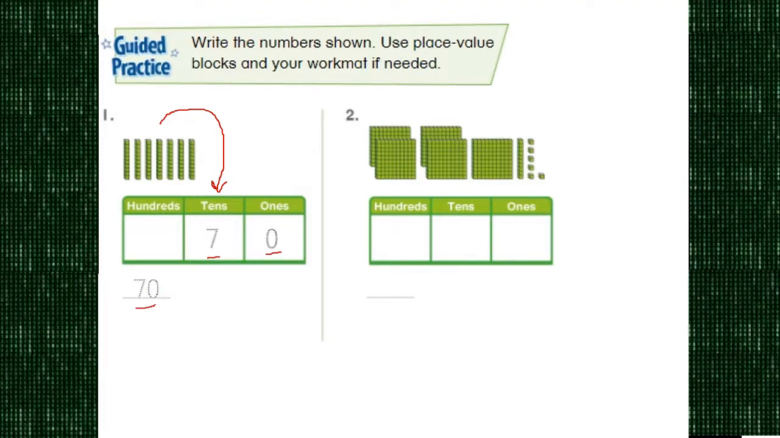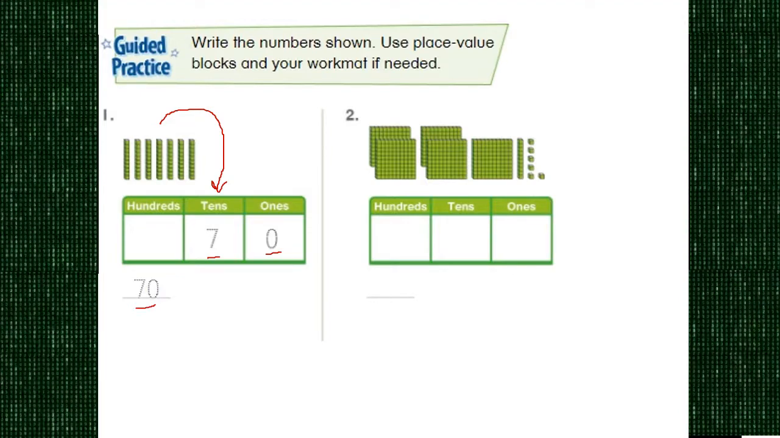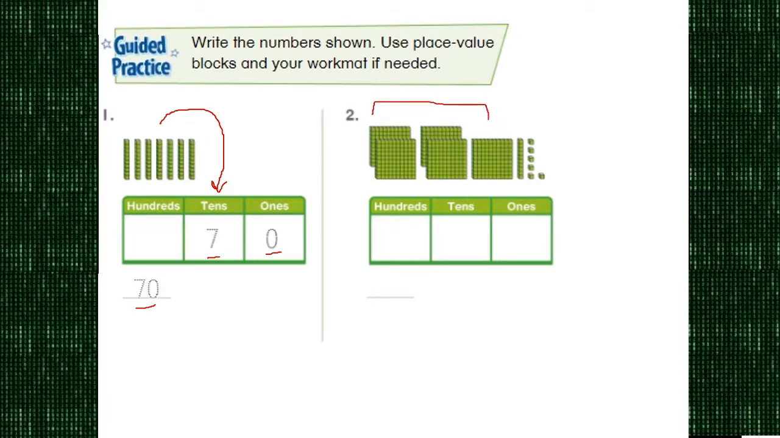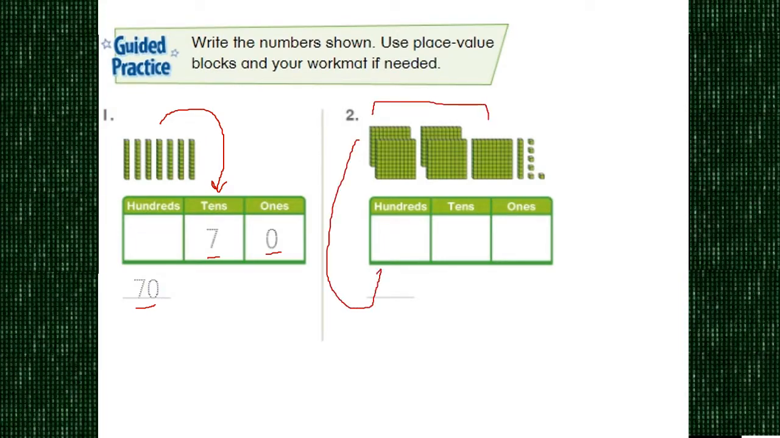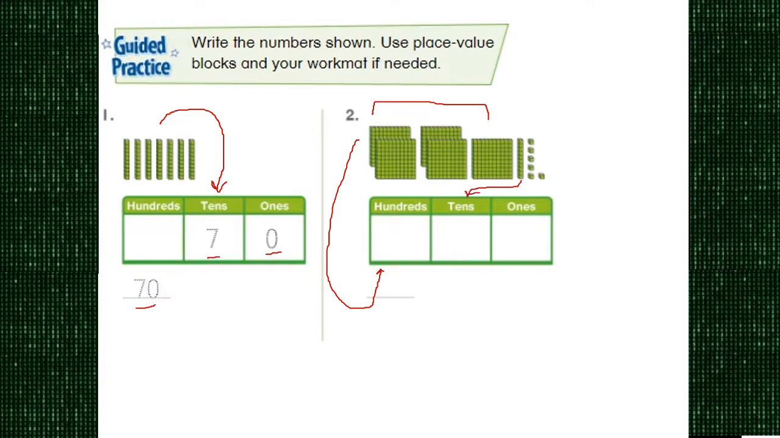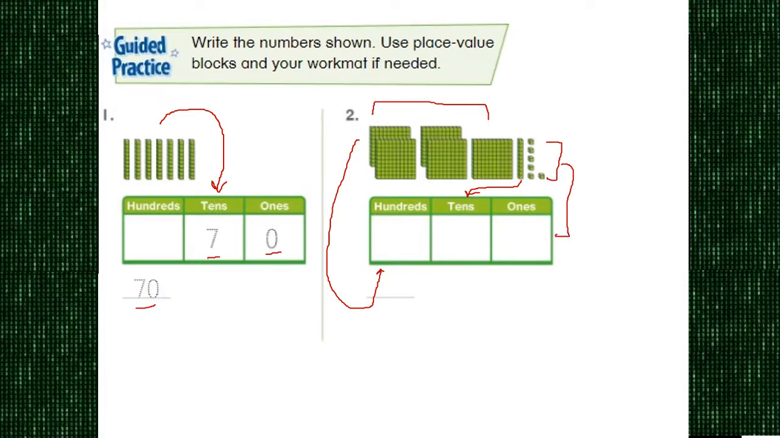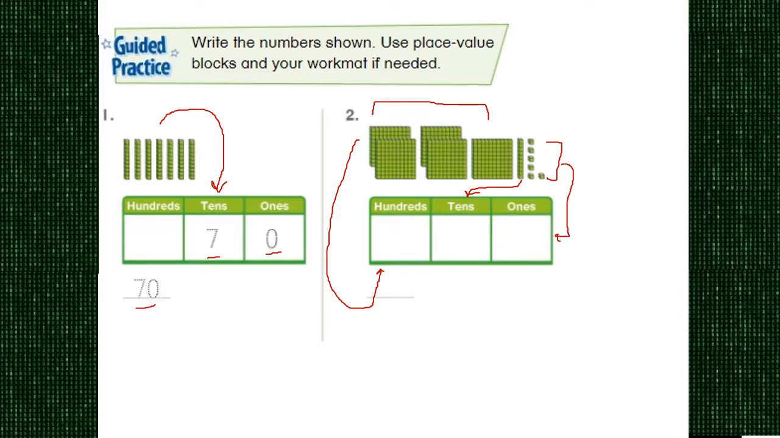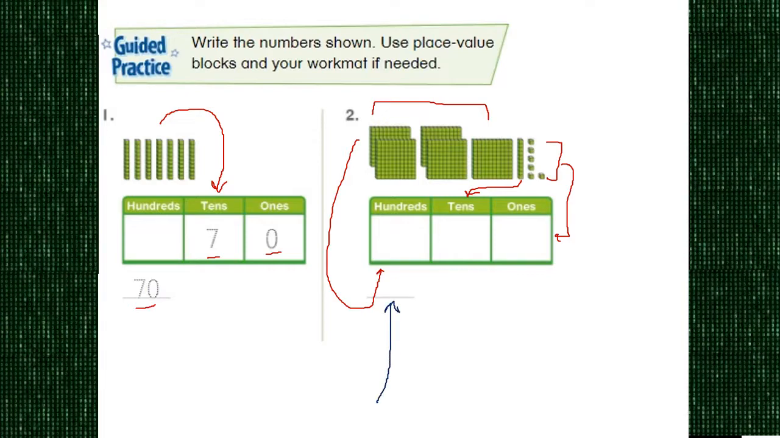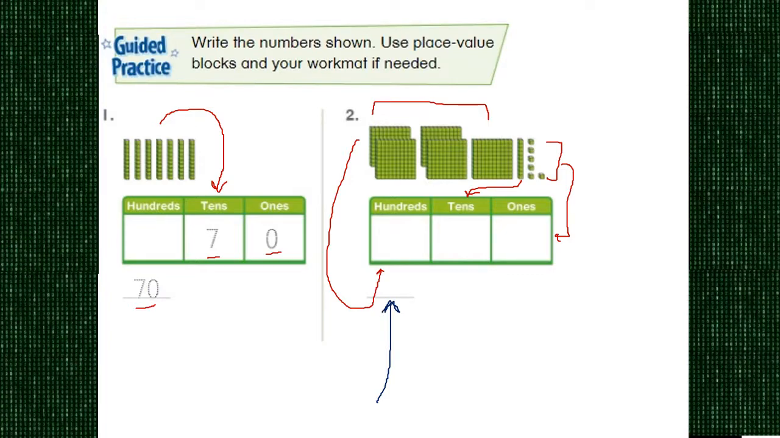So what you're going to do here for number 2 and for the next several problems is count all of the hundreds that you see here, and you're going to write that number right there. You're going to count the 10 rods, write that there. Count the cubes, those are your ones, and write that there. And then, boys and girls, don't forget the answer actually goes here. This is like the period in your sentence, so you don't want to leave that blank.